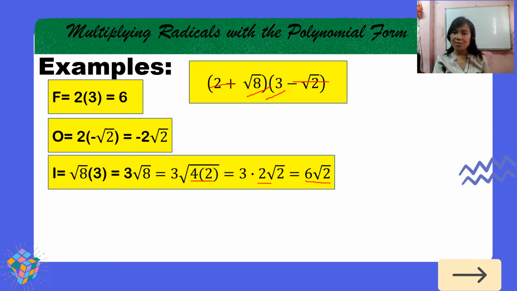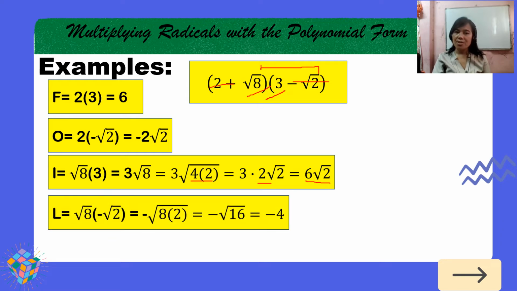Now, let's proceed with the last term na square root of 8, tsaka 2. Square root of 8, tsaka 2. So, we're going to have 8 times 2 is 16. And of course, 16 is a perfect square which is 4. Now, meron kasing a negative sign outside. So, kaya yung final na sagot is negative 4.